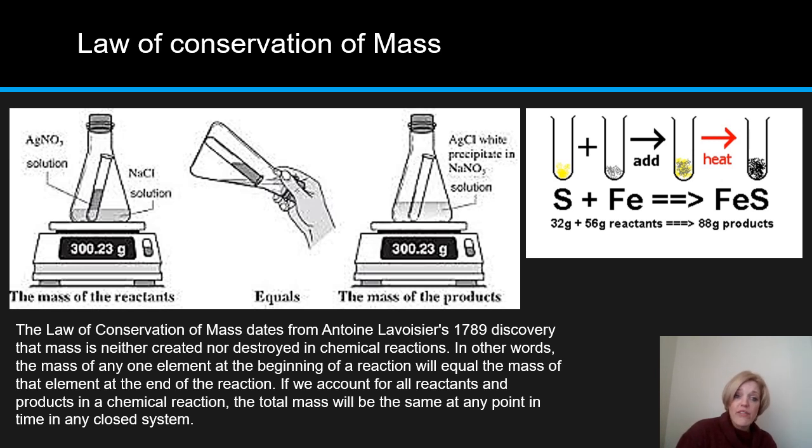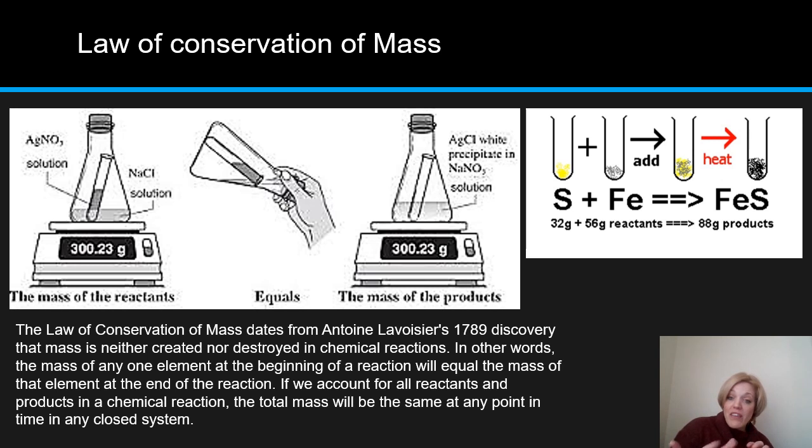The example we have here is silver nitrate and sodium chloride. Once that precipitate, the silver chloride, is formed, because there was an exchange reaction there, they have exactly the same mass once the reaction has taken place. The silver chloride is my solid, whereas my sodium nitrate is going to be in aqueous solution.